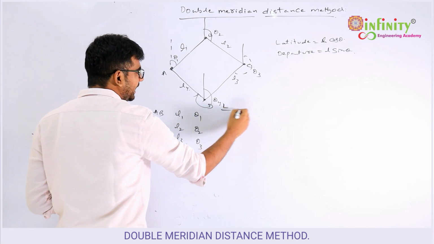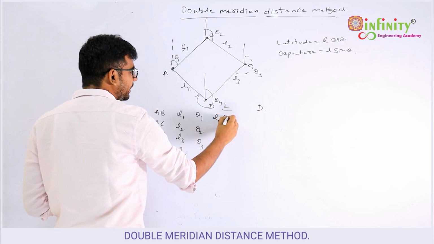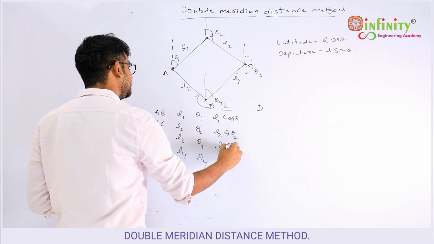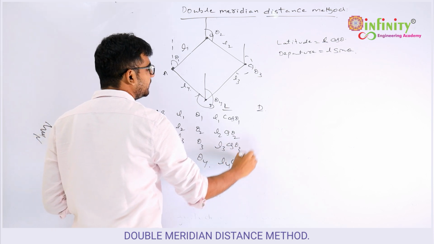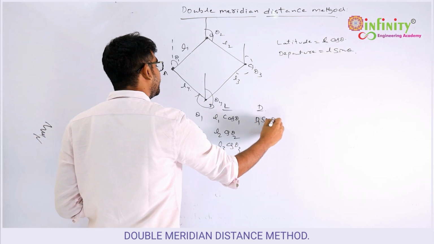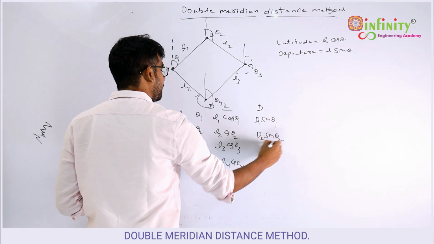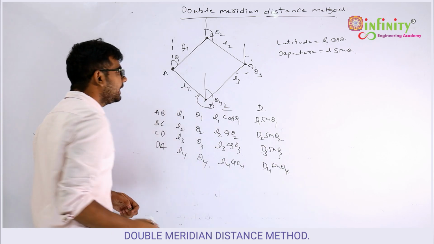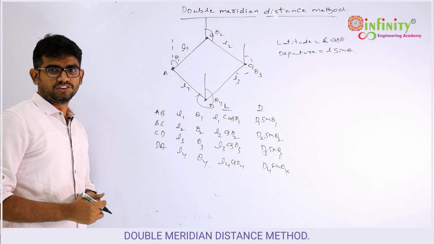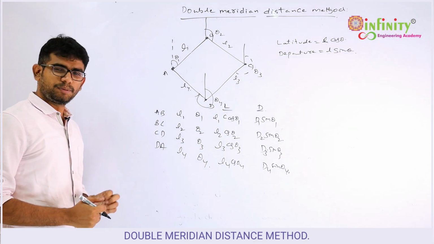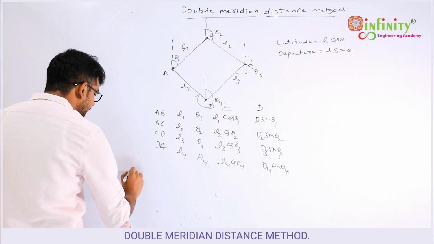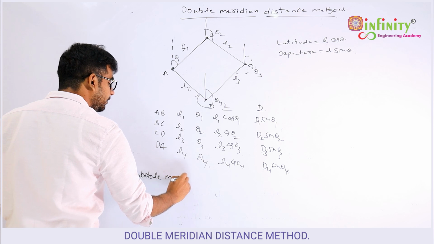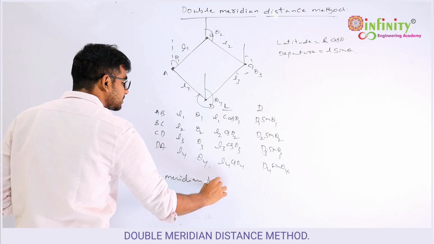Then the latitudes of the lines will be L1 cos theta 1, L2 cos theta 2, L3 cos theta 3 and L4 cos theta 4. The departures are D1 sin theta 1, D2 sin theta 2, D3 sin theta 3, D4 sin theta 4. So these are the latitude and departure values. Once you know these latitude and departure values, you can calculate the double meridian distance of a line.